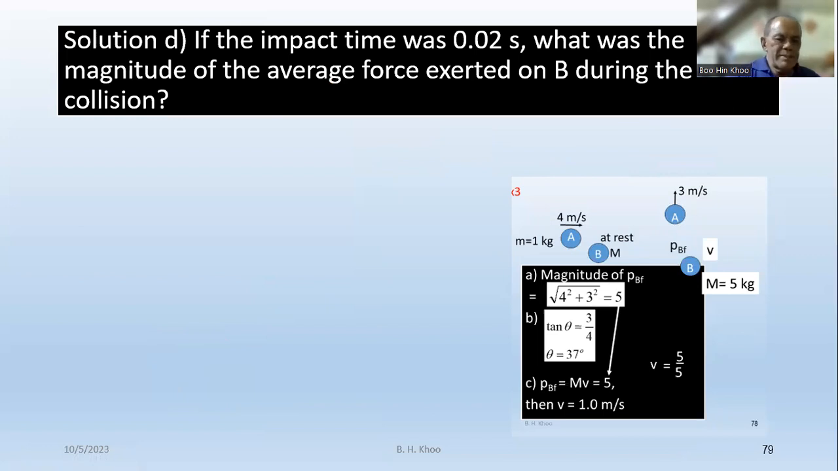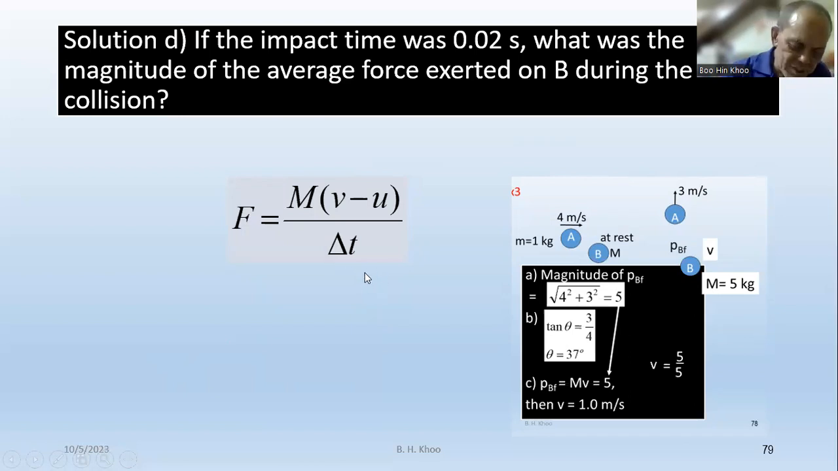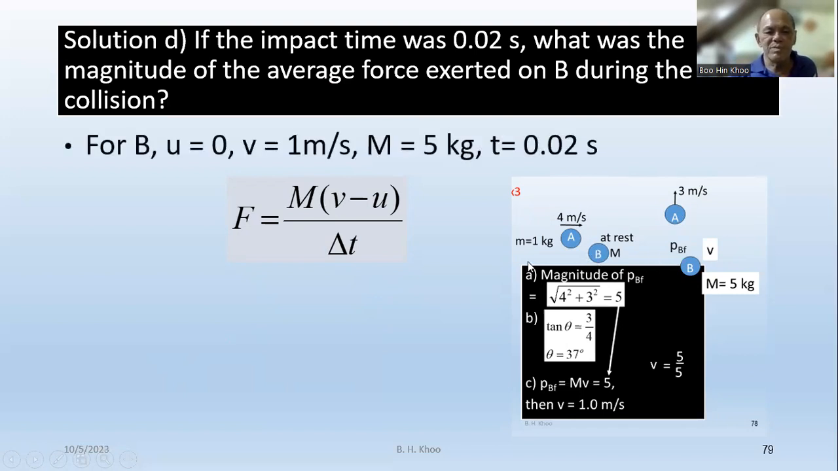Okay, if the impact time is 0.02 seconds, what was the magnitude of the force exerted on B during the collision? That's your previous picture. Calculate the force. We use the force formula. We are concentrating on B. Initially u equals 0. For B, u equals 0. Finally v is 1. Mass is 5. Time is given, 0.02 seconds. Put in your values there and calculate.